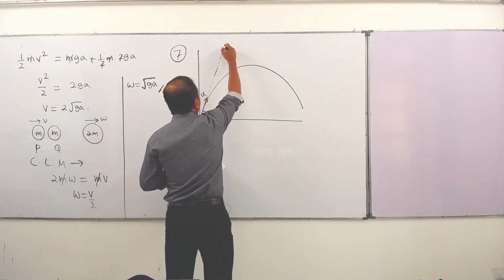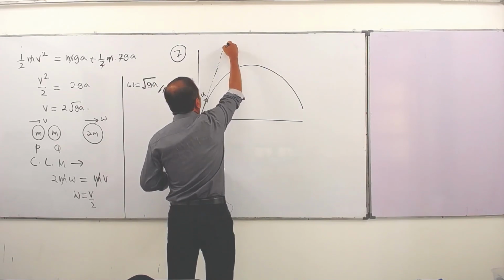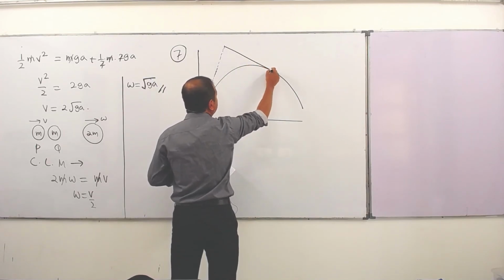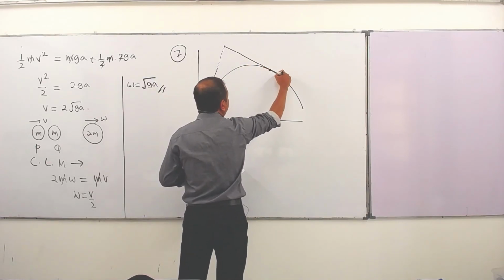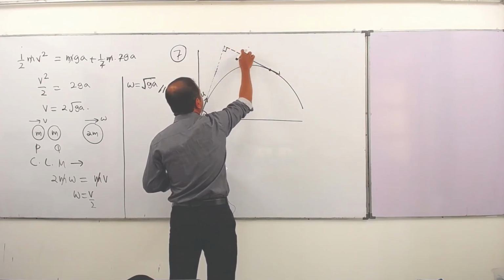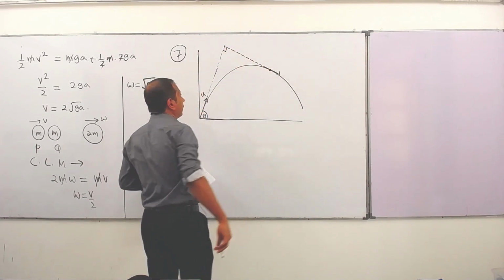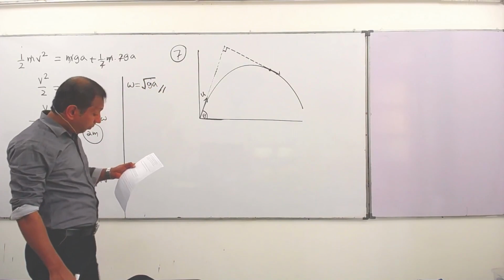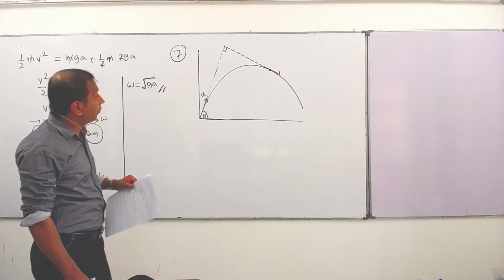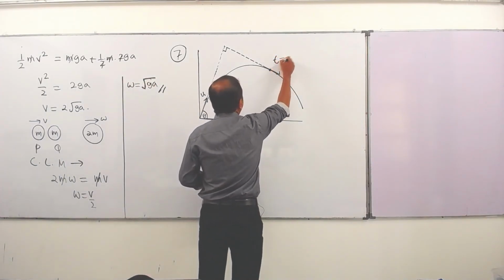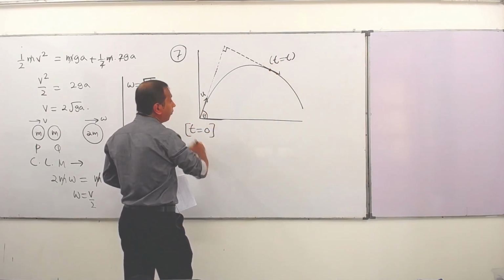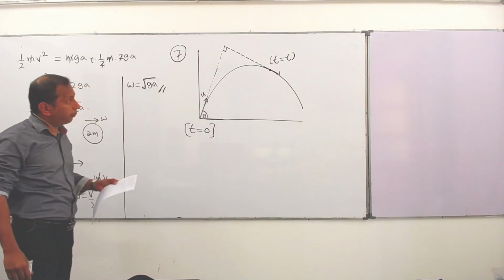When the particle passes this point, this initial direction and this direction become perpendicular. Given what? Our time t, on this it happens. Here the time t equals 0. Now we are asked to find this t.